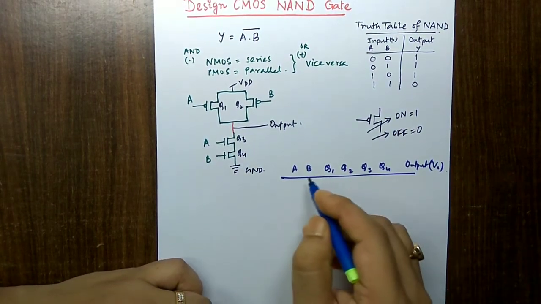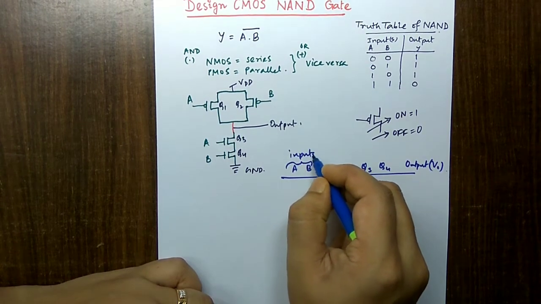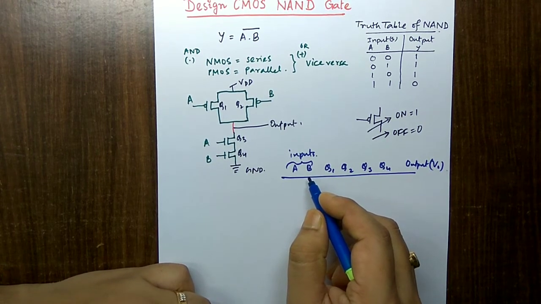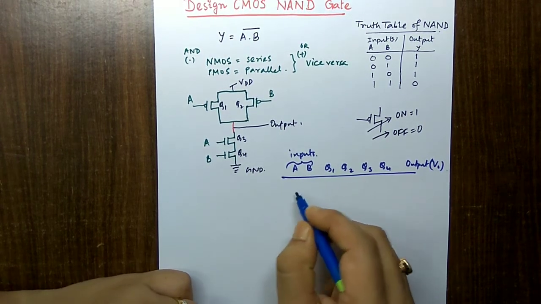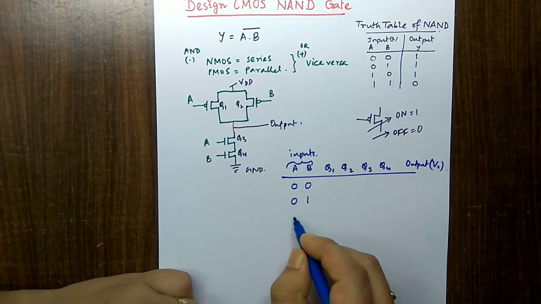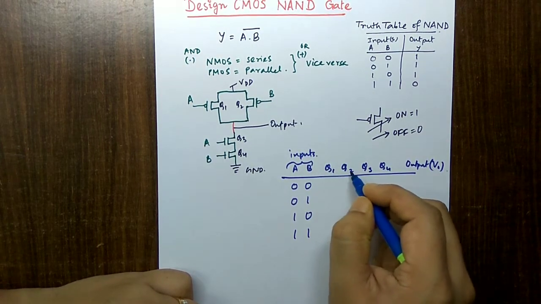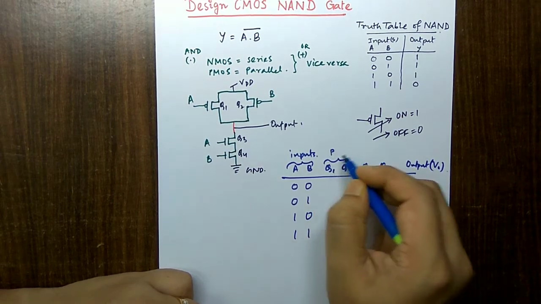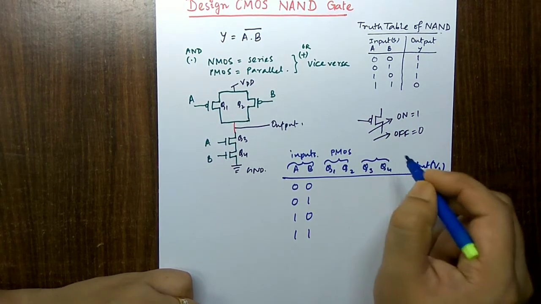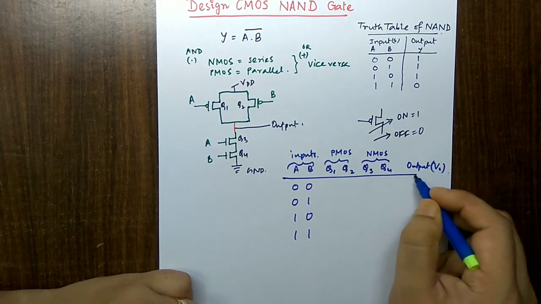Fine. Now if it is 2 inputs, these are all the inputs, right? So if it is 2 variables, automatically due to the 2 to the power n concept, 4 combinations will appear. So let me write down these 4 combinations: 0 0, 0 1, 1 0, 1 1. Now Q1 and Q2 are for the pull up network, or we can write down this is for PMOSes. And Q3 and Q4 are for the pull down network, for NMOSes. And output I am showing as V0.